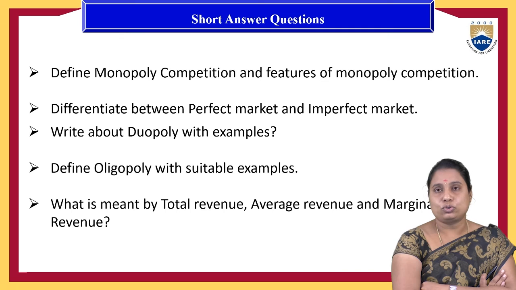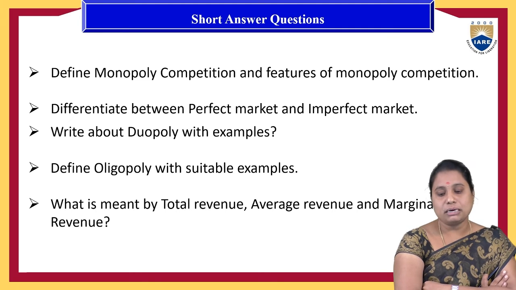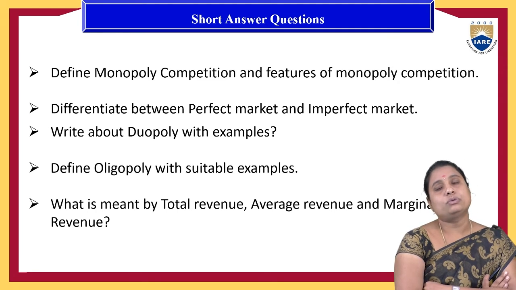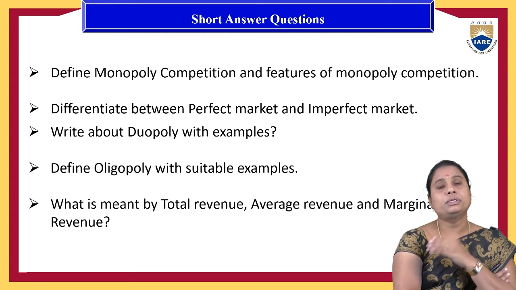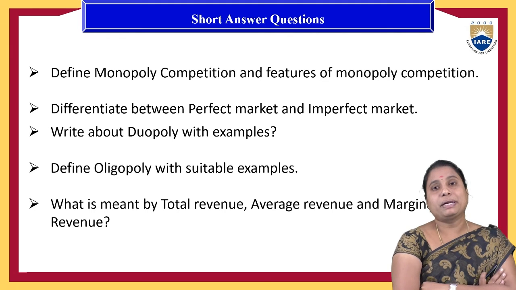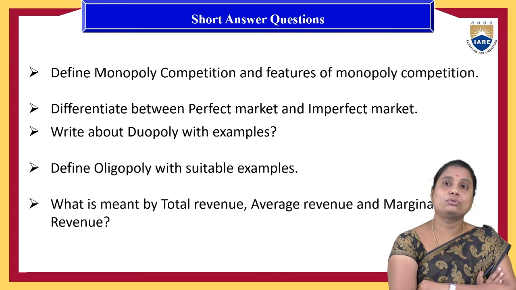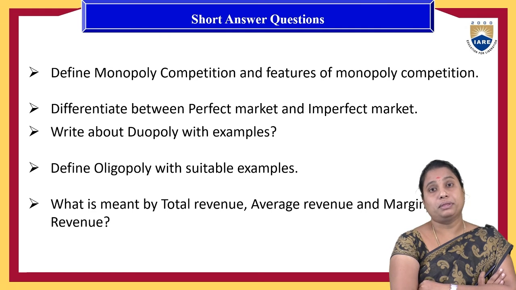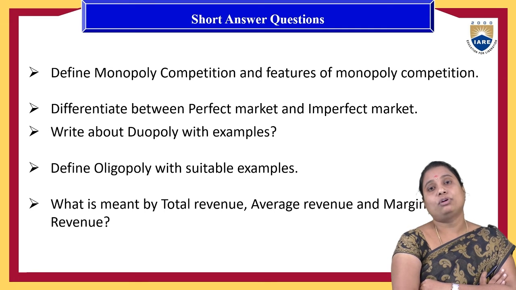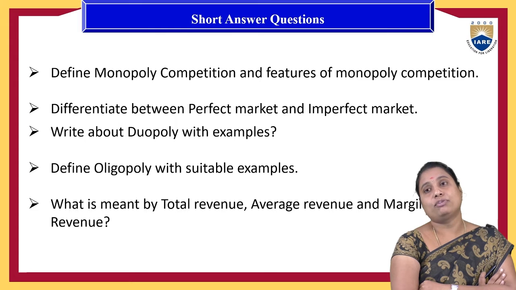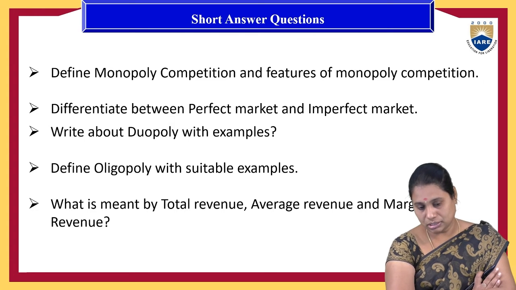And what is meant by total revenue, average revenue, and marginal revenue. Total revenue is equal to selling price multiplied by the number of units sold, and average revenue is the total revenue divided by the number of products. The change from one level of revenue to the next level of revenue, in proportion to the change in expenditure, is marginal revenue, on which they'll ask.